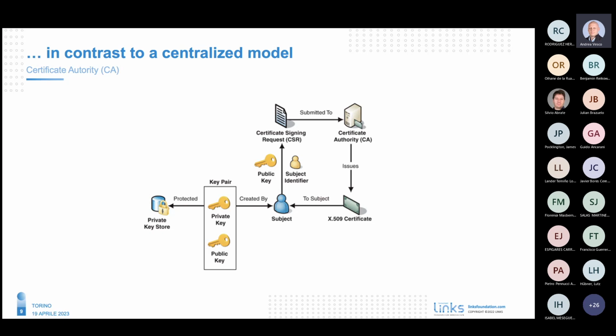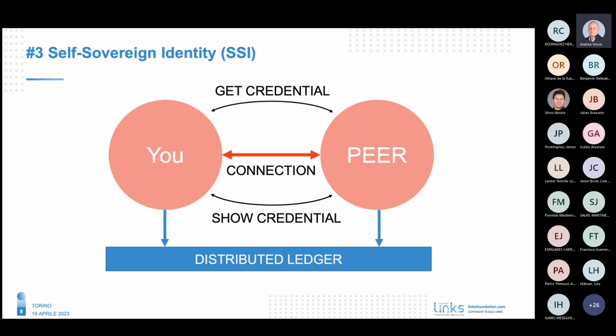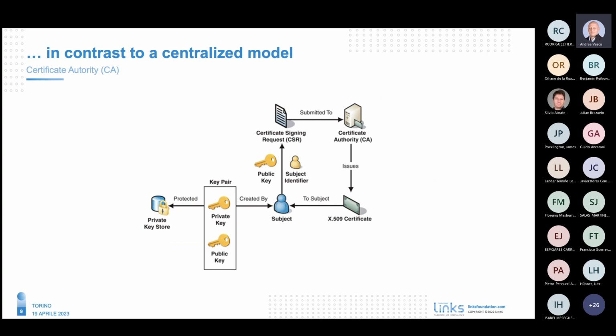Because as the name self-sovereign suggests, there is no such kind of authority, and this role is in some way, not completely, but in some way replaced by a distributed ledger. Any kind of distributed ledger can be implemented to arrive at and to implement such a kind of identity model.